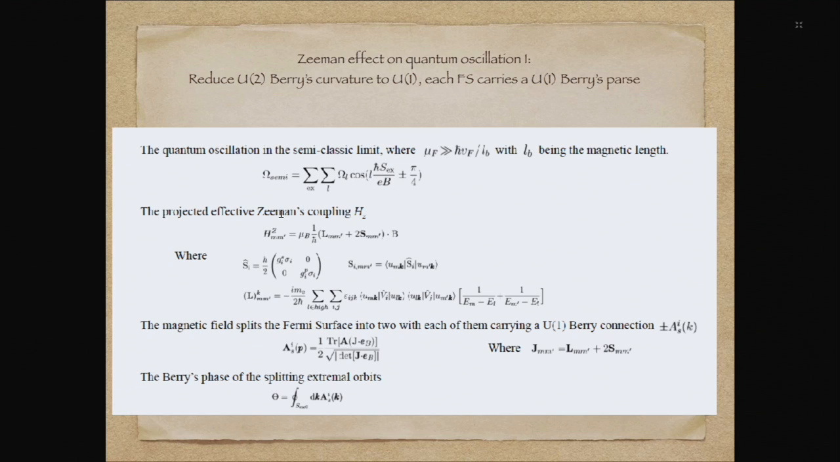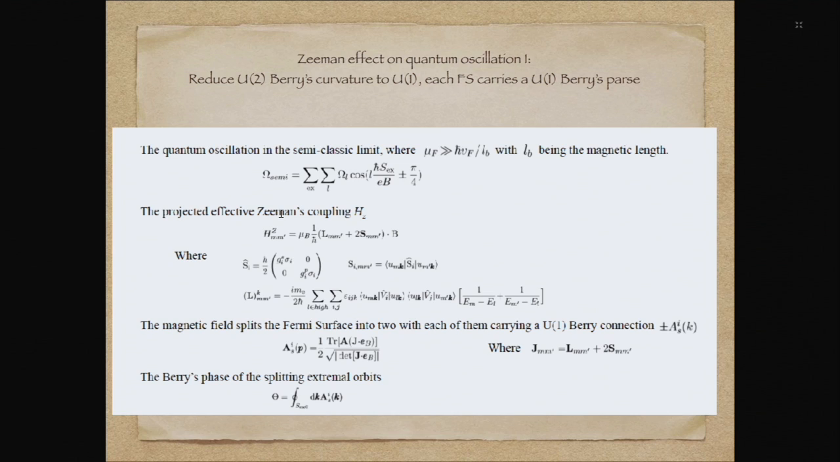So another example of how the G-factor changes the property of the material is that the G-factor is very important for quantum oscillation. If a system has a doubly degenerate Fermi surface, once you turn on a magnetic field, the Zeeman effect does two effects. First of all, it splits the Fermi surface into two Fermi surfaces with different areas. So then it should contribute two frequencies to quantum oscillation. But secondly, once it splits the Fermi surface, it also splits the Berry curvature.